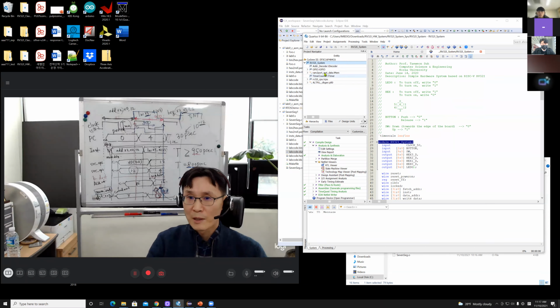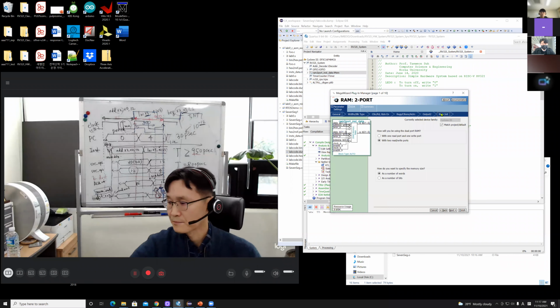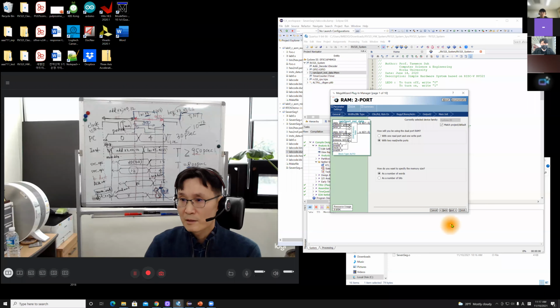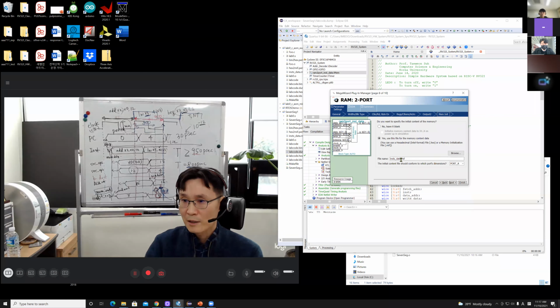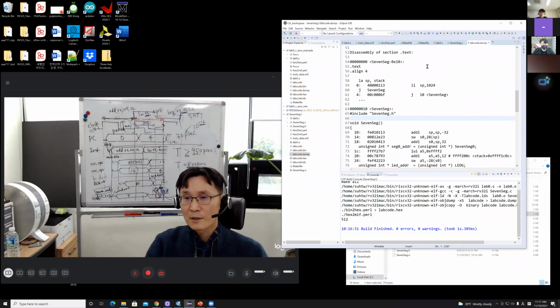Because our memory is demanding that MIF, memory initialization file. So you have to provide the MIF. As an example, this is lab milestone number 3, 7 sec.